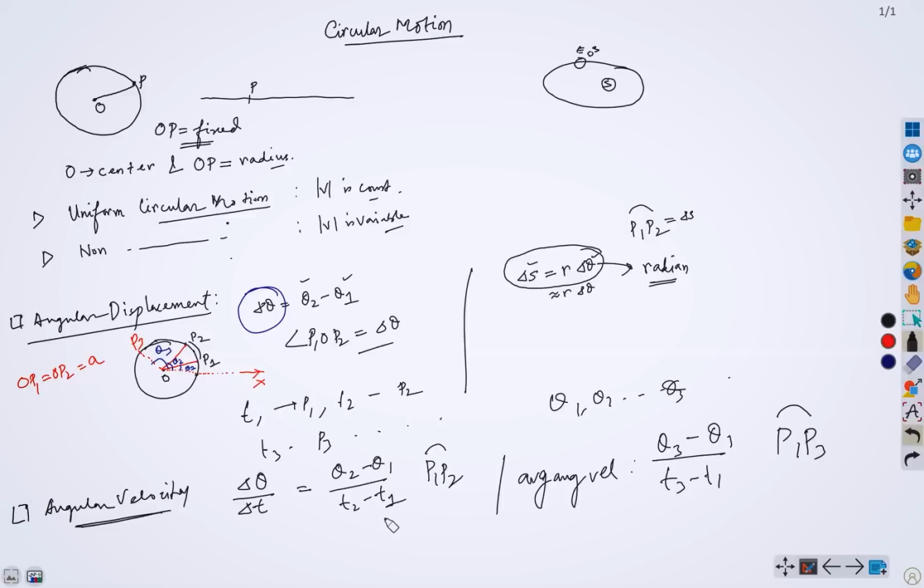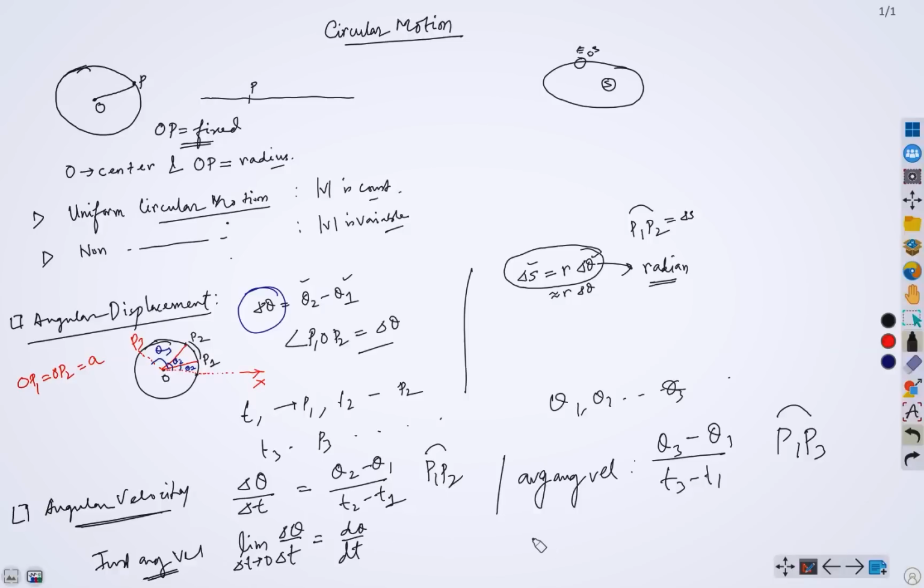But this is average. If we want to compute instantaneous velocity, as we have seen in our earlier classes on mechanics, we have two types of velocity: average velocity and instantaneous velocity. Average velocity is computed with this formula, and we can compute instantaneous velocity with the help of calculus. For that, we take a limit. So instantaneous angular velocity is the limiting value of this ratio, which we write as d theta by dt.